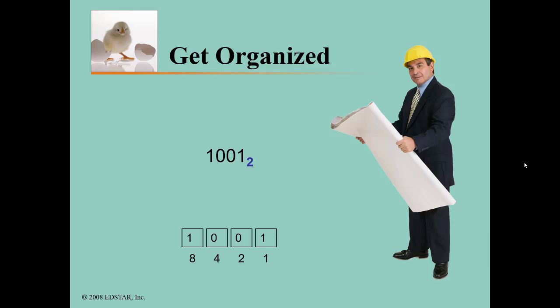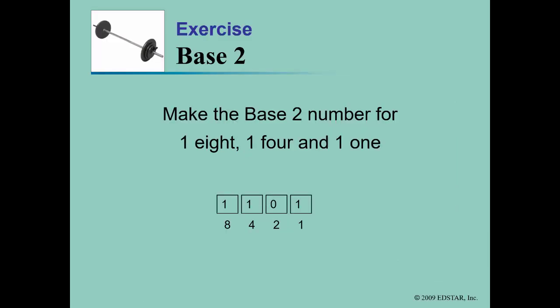In base 2, 1001 is an 8 and a 1, meaning we're doing 8 plus 1, which means 9. So this 1001 means 9 in base 10. That's pretty easy. It's a little harder to go the other way.